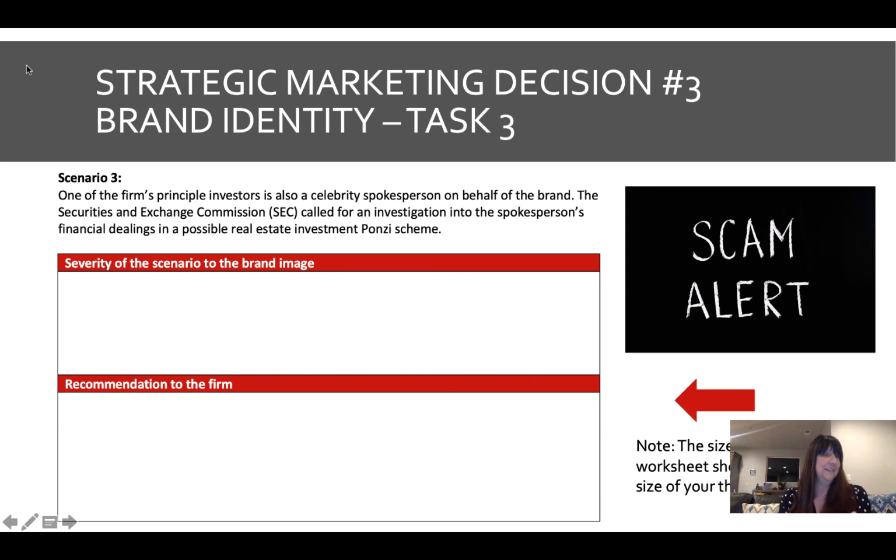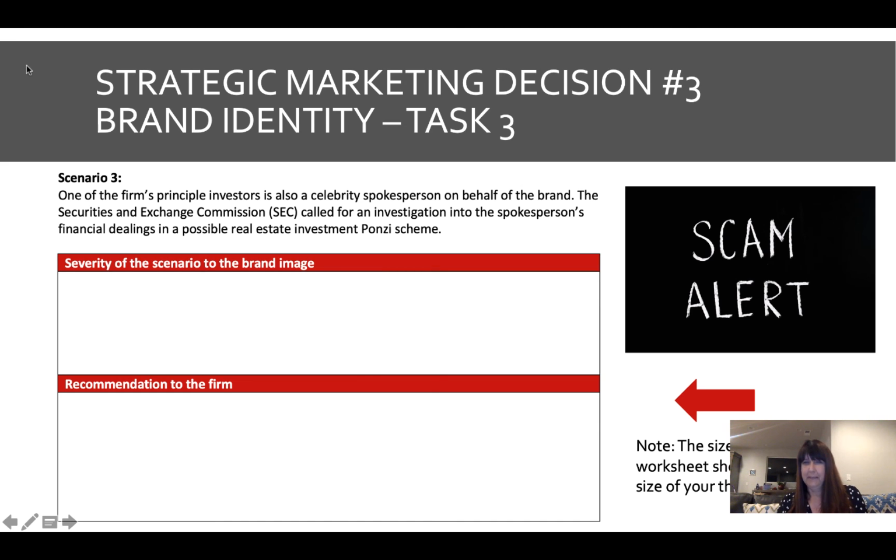The third scenario is all around a person that you've engaged in your organization. This is one of your firm's principal investors, and also a celebrity spokesperson on behalf of the brand. So this is your high-profile person that is communicating to the world about your brand.